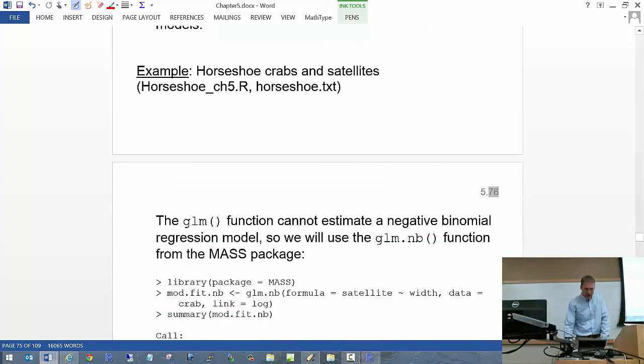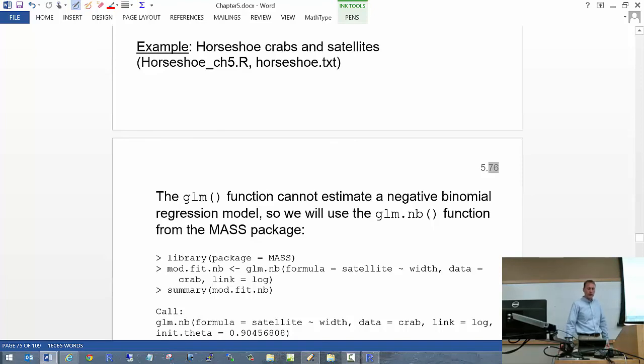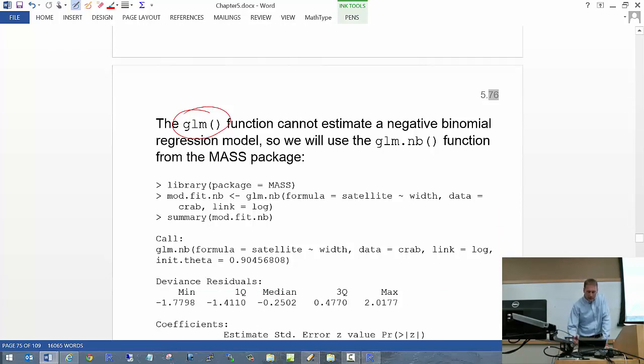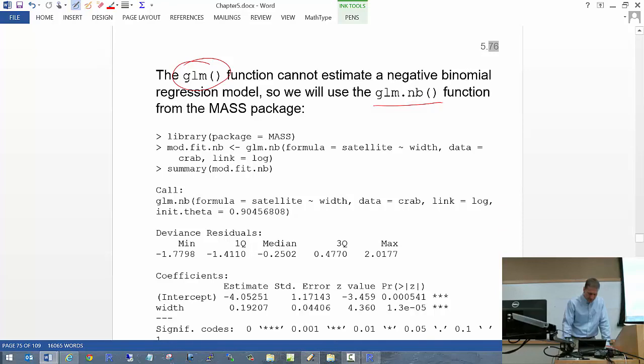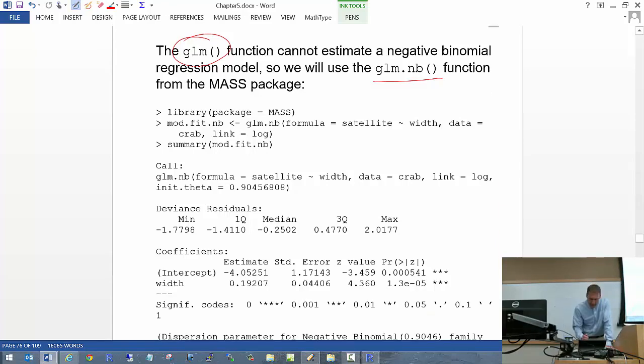Let's take a look at an example. Again, horseshoe crabs and satellites. The glm function cannot be used, I guess, directly to estimate these models. Instead, what we can do is use the glm.nb for a negative binomial function that's in the MASS package. Again, the MASS package comes with your default installation of R, but you do need to say library(MASS) first before you use functions from it.